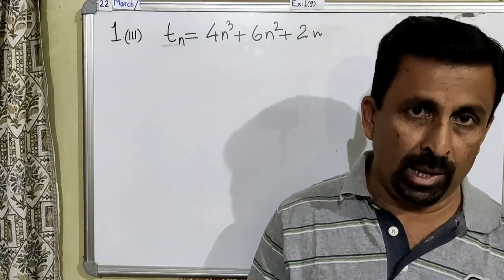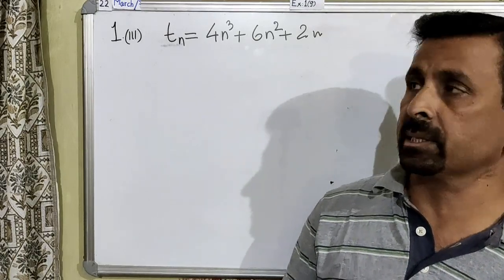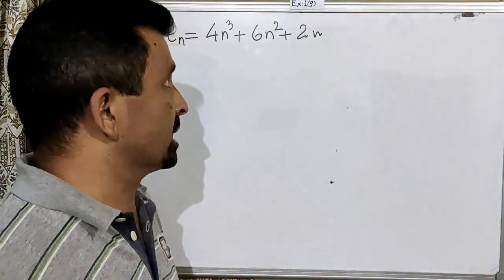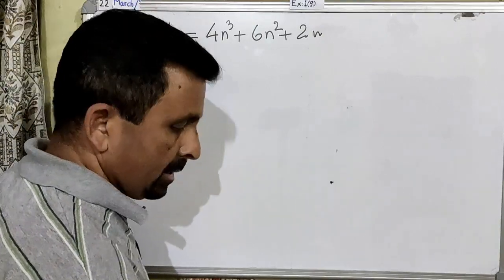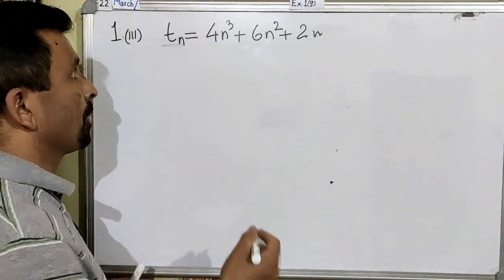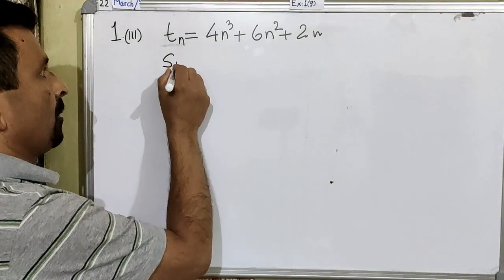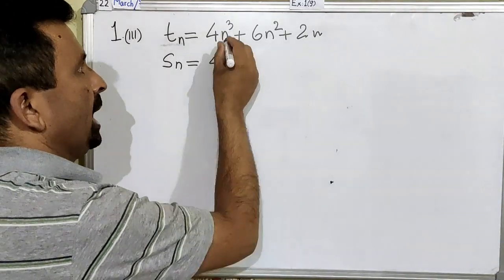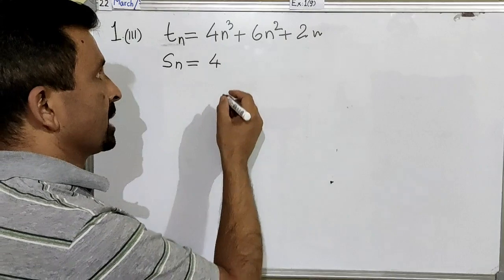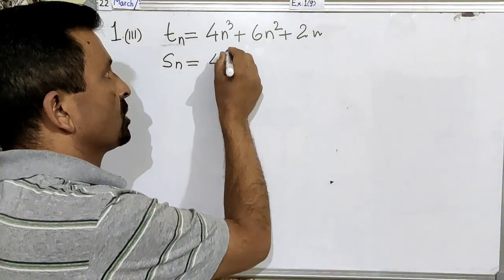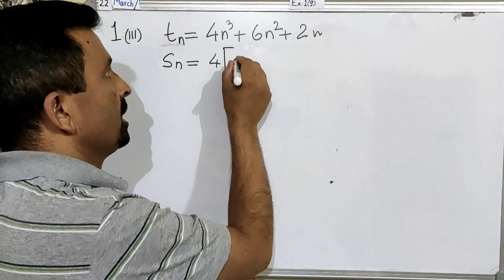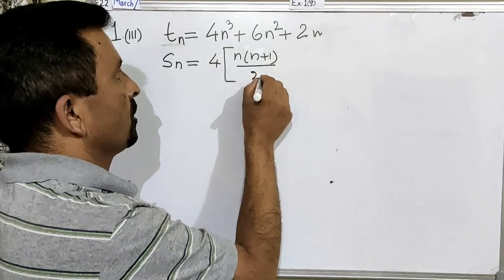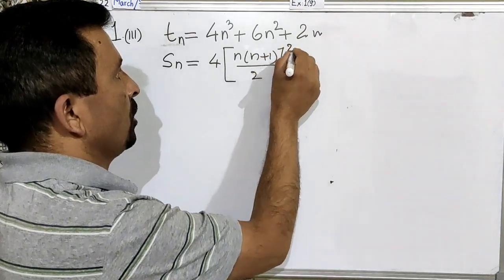Find the sum to n terms of the series whose nth term is given. We can use the formula which we have seen just now to find the sum of n terms of this given series. The first term is 4n cube. Sum of n cube is the sum of the cubes of the first n natural numbers. The formula is n into n plus 1 divided by 2, whole square.